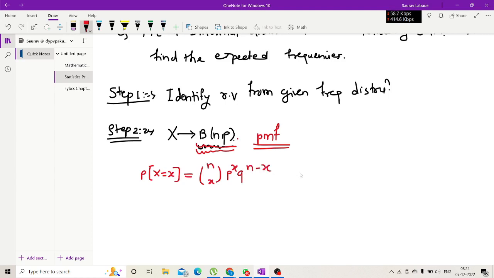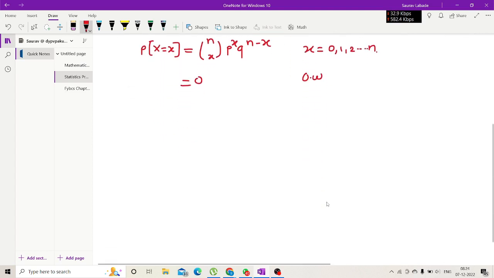And what values is x taking? What is the range? It starts from 0 and ends at n, because this is a finite discrete distribution. The binomial distribution takes finite values of the random variable. It is equal to 0 otherwise. So that is the simple probability mass function of the binomial distribution.